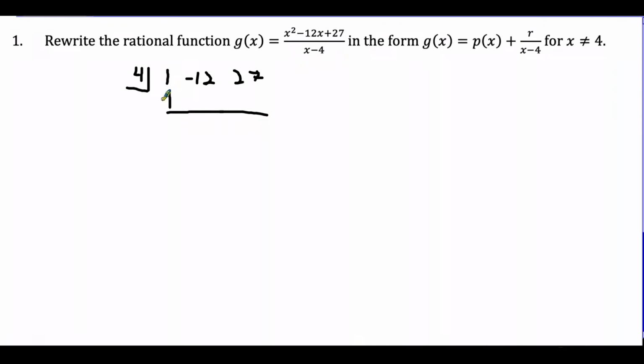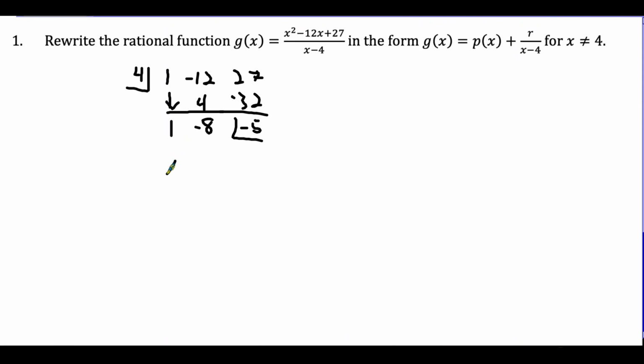First step is to bring that first value straight down and then multiply by what's up in my box, add straight down, multiply by what's in my box, add straight down, and that final value is my remainder. Since I started with a second degree equation and I divided out a linear term, that means my result is going down 1 degree. This would be the coefficients on a first degree equation.